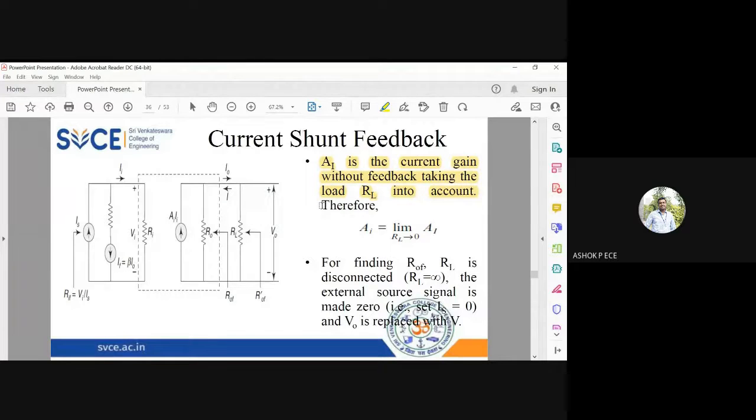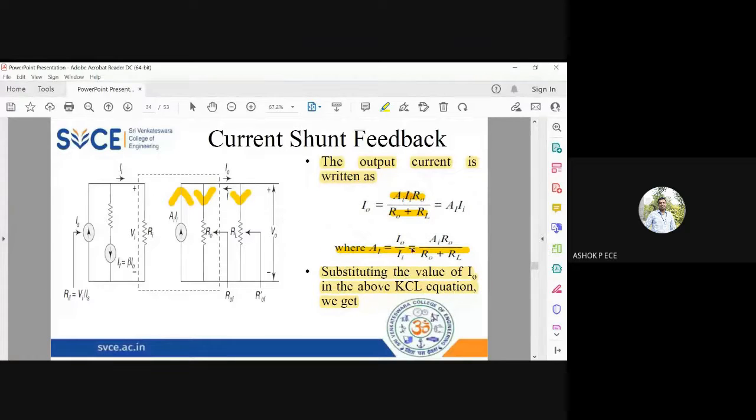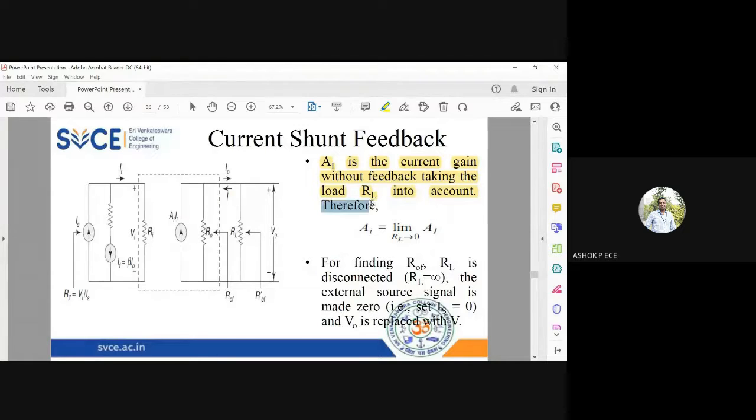When you put a load resistance at the output, that current gain will be a reduced form of the actual current gain. We call it A capital I. So A capital I is considering load RL. A small I is considering the amplifier alone. So in the expression for A capital I, if you put RL equal to 0, you will get back A small I. Okay, so that is how the relation between A capital I and A small I is denoted here.